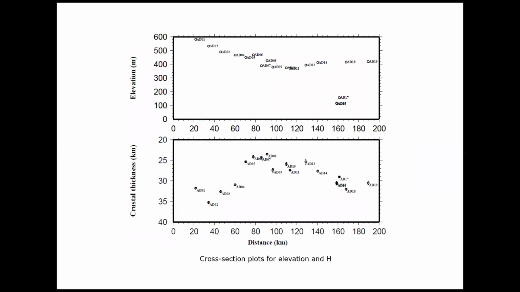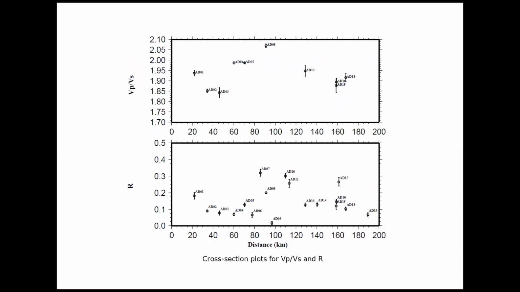This figure is the cross-section plots for elevation and H. The figure shows that the Tindahu Graben has the thinnest crust compared with the Dubi Graben, which is associated with the presence of the mantle plume. The figure also shows a cross-section plot for VP over VS and R. It is observed that the Tindahu Graben has the highest value of VP over VS, and the values are low away from the Graben.